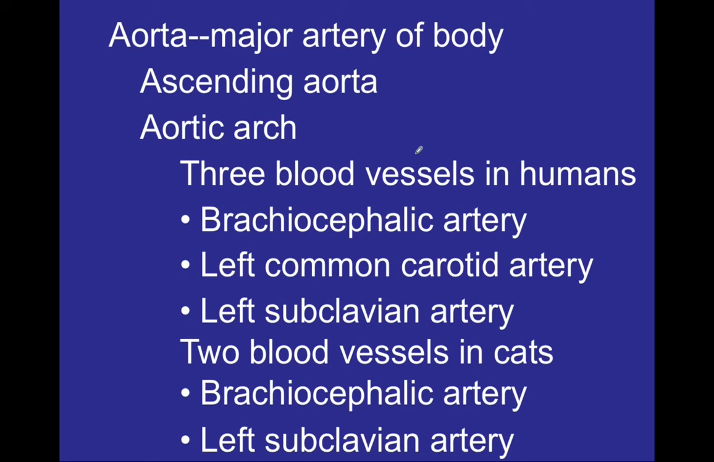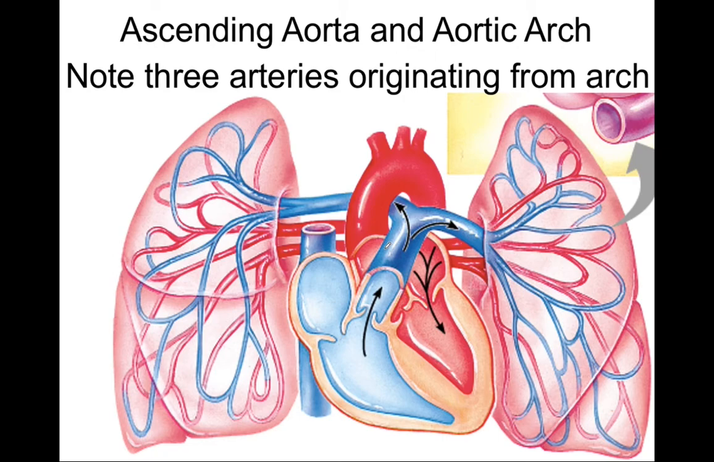The first three branches that we want to focus on with our systemic arteries can be found branching from the aortic arch. These three branches are the brachiocephalic artery, the left common carotid artery, and the left subclavian artery. It is these three vessels that are the major branches off of the aortic arch in the human body. This picture will show us these three branches.